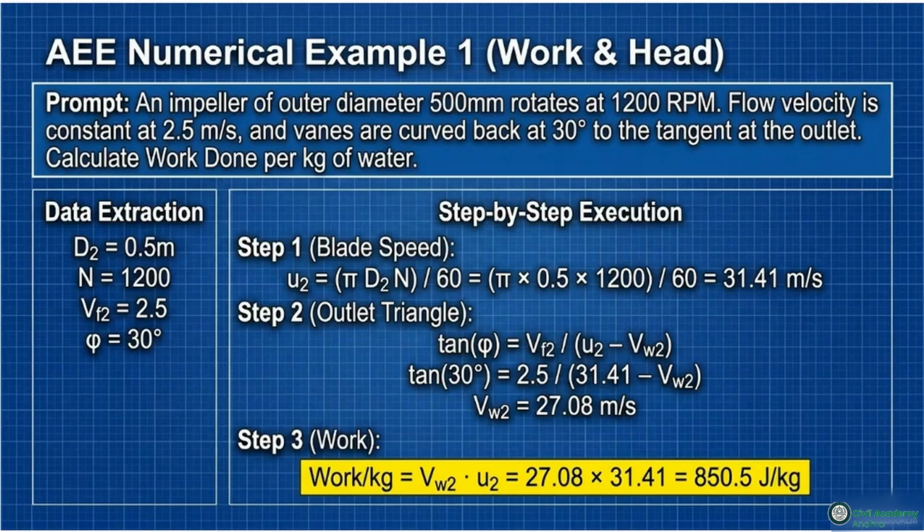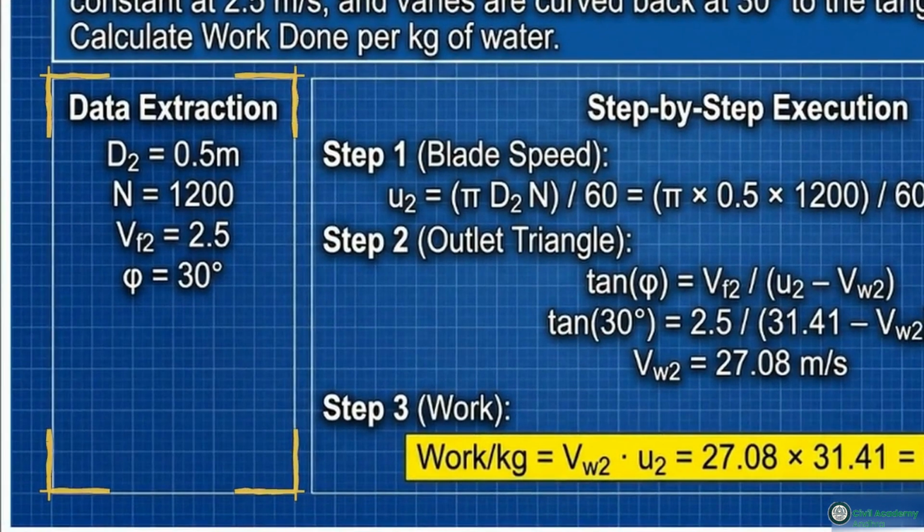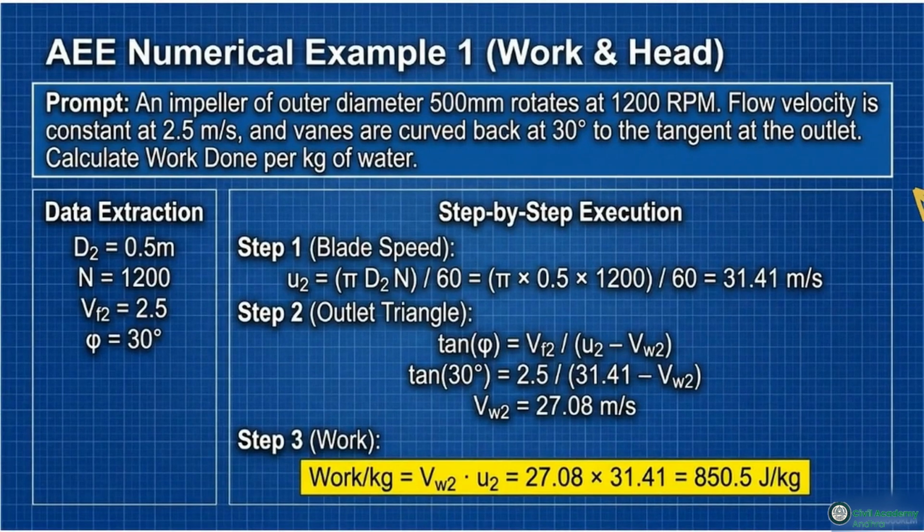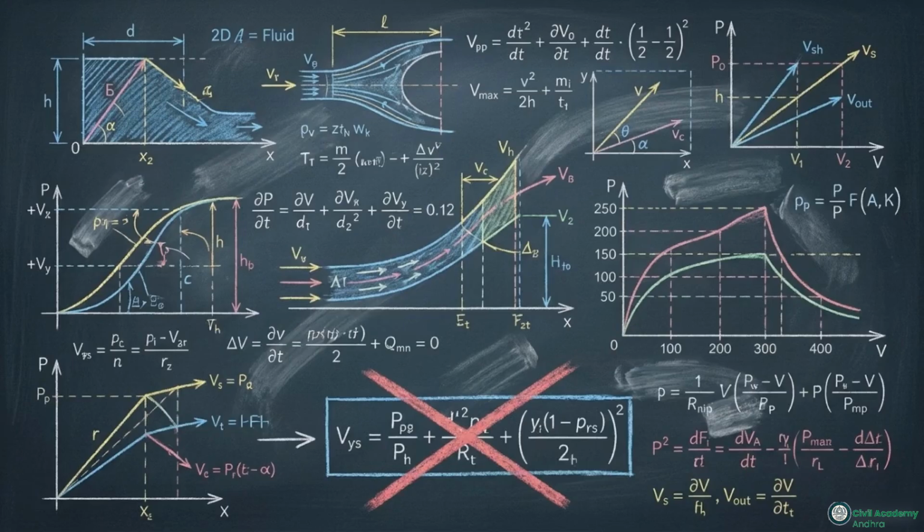Read the prompt on this execution slide. We have a 500 mm impeller at 1200 RPM with a 30-degree vane angle. Pause the video right here and try to calculate the work done per kilogram of water. Memorizing fluid mechanics theory won't help your score if you stumble on these unit conversions and missing variables during the actual test. Let's execute the solution.